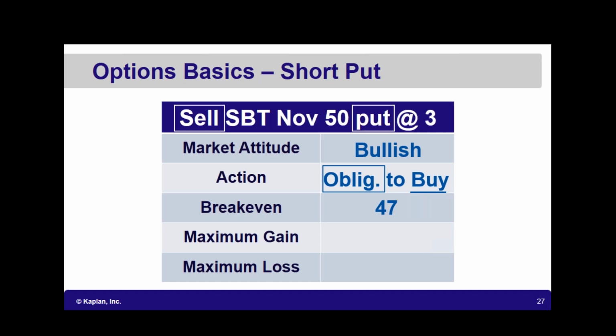But remember, we're bullish on this stock. So we want the price to go in which direction? We want it to go up. And we want it to go up above 47 because then we'll start making money. The maximum gain will be what we receive in our premium. The maximum gain is our premium. Now, remember what I said also, with puts, you're not going to see an unlimited loss. I'll say it again. With puts, you will not see an unlimited loss.